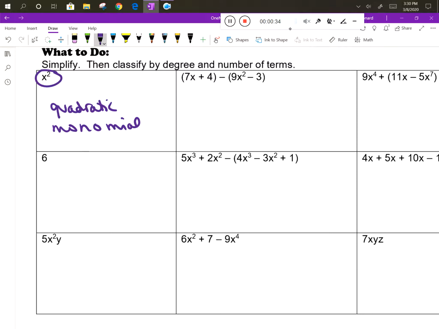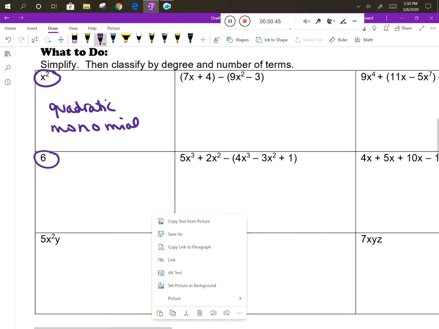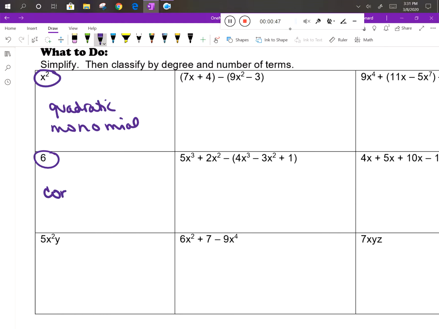Going down, the next thing also has just one term, so it's also already simplified. And this one has absolutely no variables. When there are no variables, we have a degree of 0. So we can call this thing a constant monomial. The second word didn't change because it still has just one term, but the first term did change because the degree is different than the previous problem.